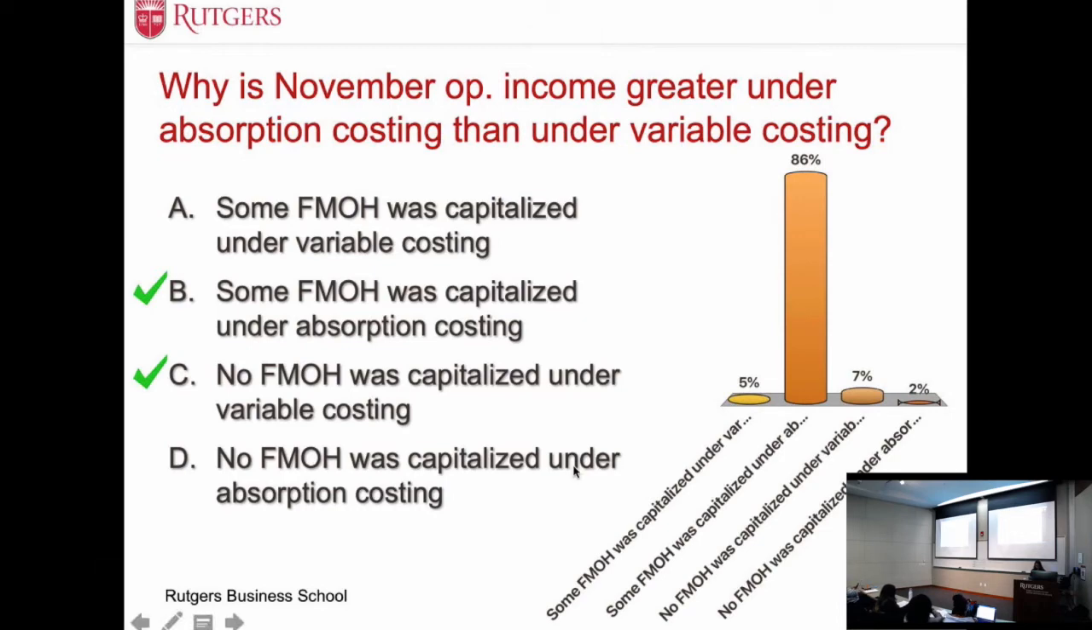So both B and C are correct. If you got either of them, you are fine. Basically, we are saying that part of the fixed overhead has been capitalized when we use the absorption costing, and it also means that no fixed overhead was capitalized under variable costing. So they are the same thing, but if you get either of them, you are good. I think that most of you understand the concept, so I don't need to spend more time on this.